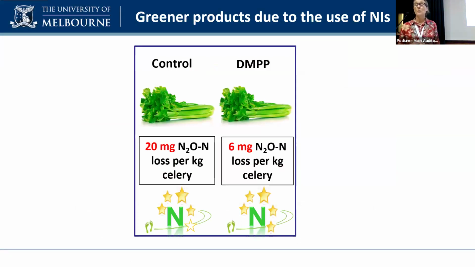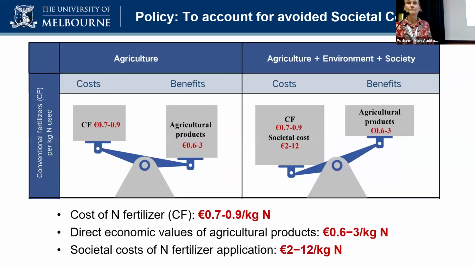Here's an example of some work we did on celery, where we used the nitrification inhibitor DMPP, which reduced the nitrogen loss from that as N2O, and you can see that it had a nitrogen footprint of 4 stars, but when you can reduce that, we can obviously increase the star rating so that it's a way of marketing that to people.